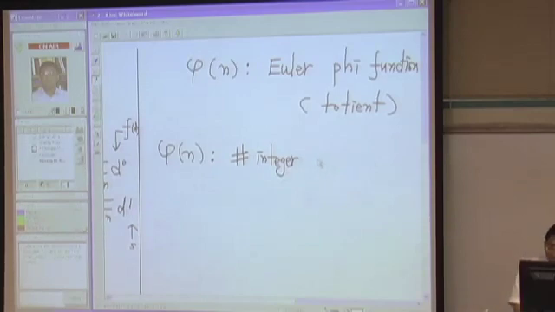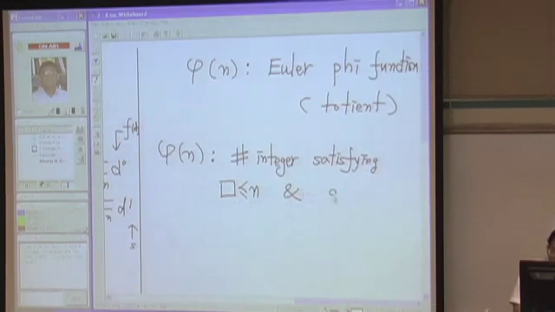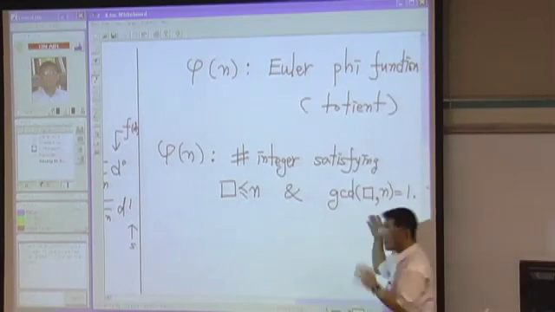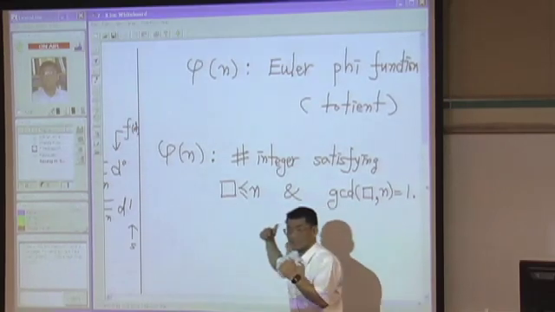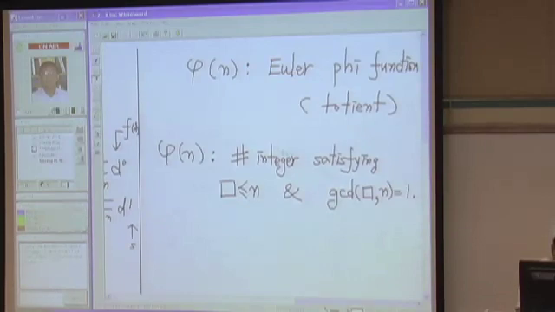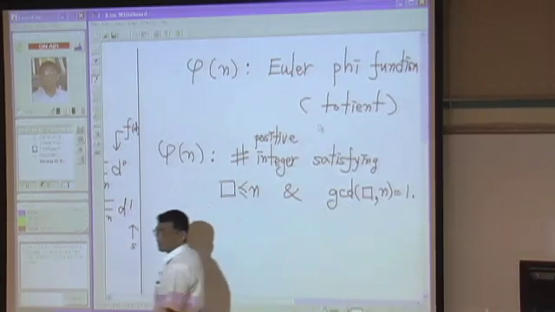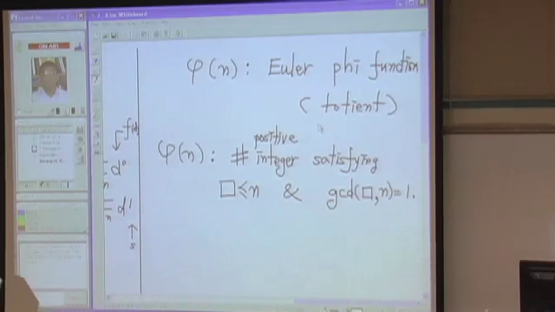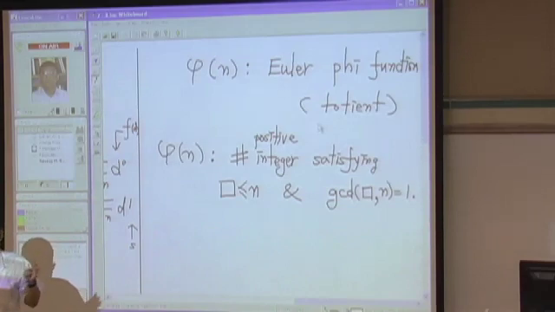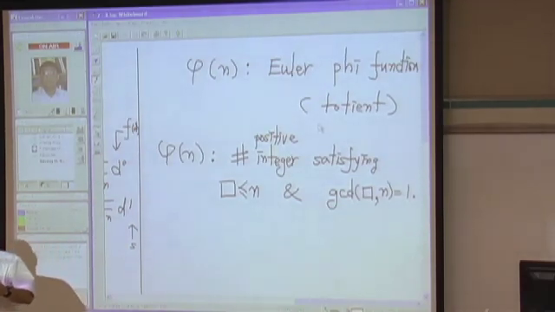which satisfy this condition. The number of integers satisfying this condition should not exceed n. We should be precise: the number of positive integers satisfying these conditions should not exceed n. For instance, what is phi of 10? Then the possible candidates are the numbers 1 through 10. It cannot exceed 10. Do you see?